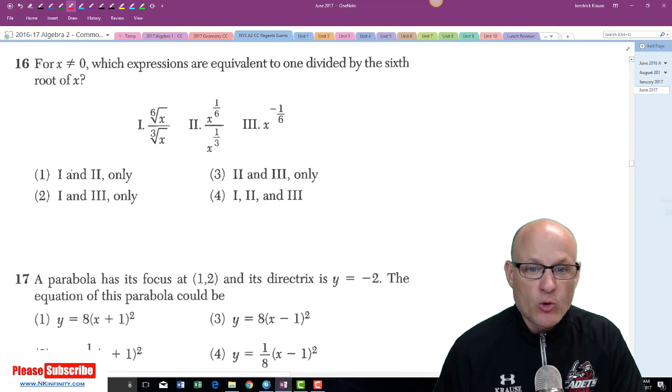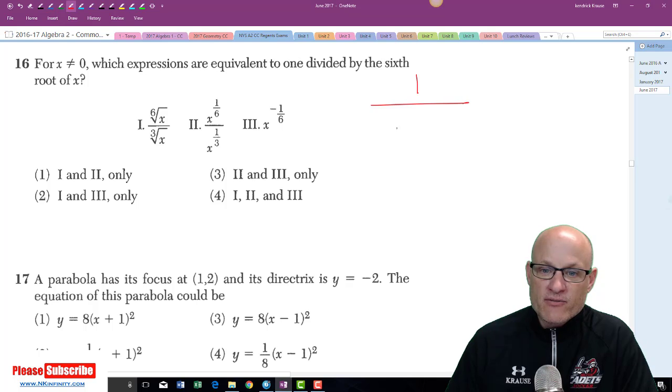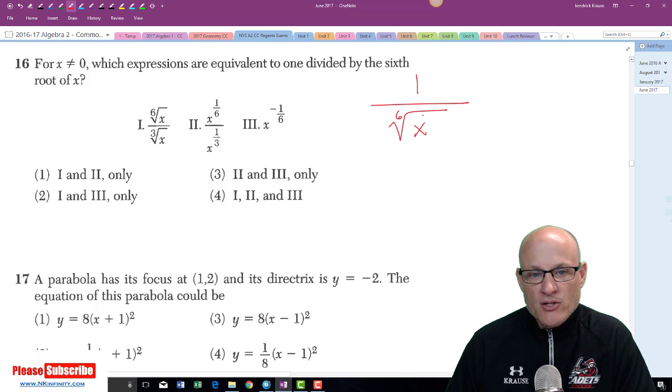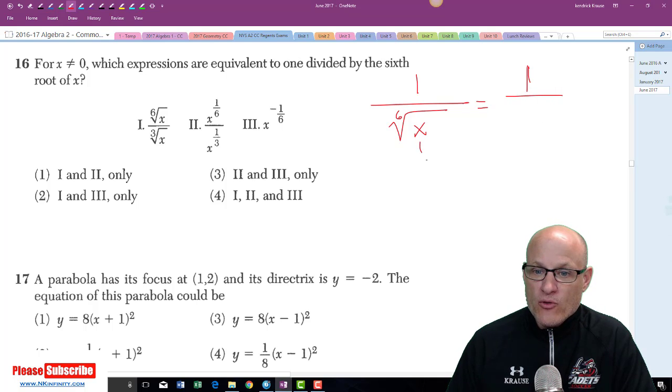Which expressions are equivalent to 1 divided by the 6th root of x? Well, 1 divided by the 6th root of x. That's what they're asking about. So there's a couple of different ways to do this. I'm going to show you the math way to do it, and then I'm going to show you the other way to do it. So you should know that anytime you have this, roots are the denominators of a rational function. So this can be written as x to the 1/6 power, because these two things mean the same exact stuff.